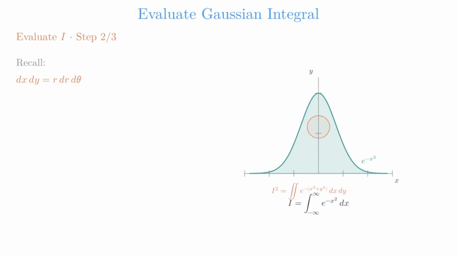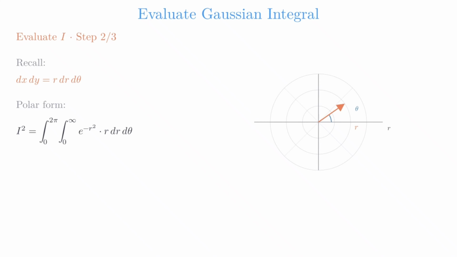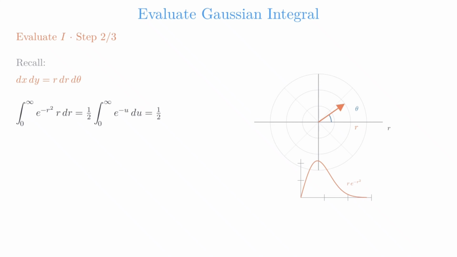Step 2. In polar coordinates, the area element dx dy becomes r dr d theta. The double integral becomes an integral over r from 0 to infinity, and theta from 0 to 2 pi. The crucial factor is that extra r. Let u equal r squared. Then du equals 2r dr. The r in the integrand pairs perfectly with dr. The radial integral becomes 1/2 times the integral of e to the negative u, which is simply 1/2. Now we just multiply by the theta integral.